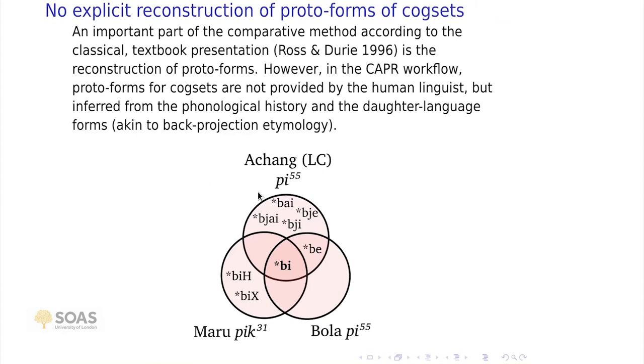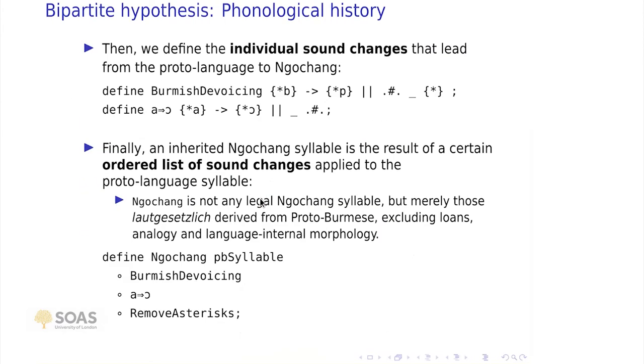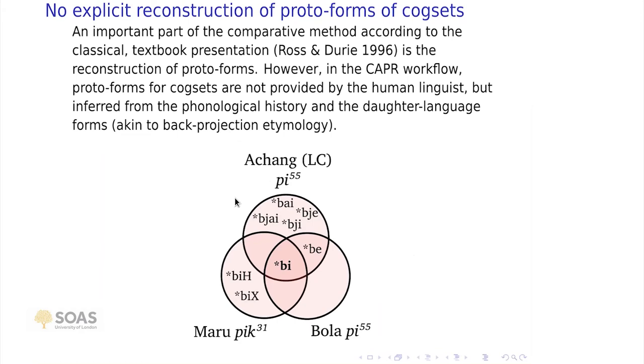It means tears. And so this word B reconstructs in Achang LC to all those different proto-Burmese syllables, and this word reconstructs to all those, and this word reconstructs to all those. So you do some kind of set theory operation. In fact, it doesn't always work, so it's some kind of complex heuristics to tell that the actual reconstruction of the whole cognate set is likely to be B. Okay, that's how it's supposed to work.